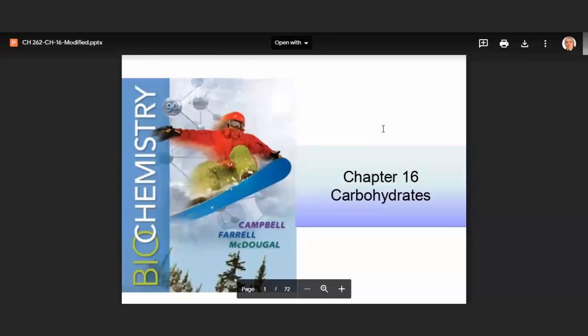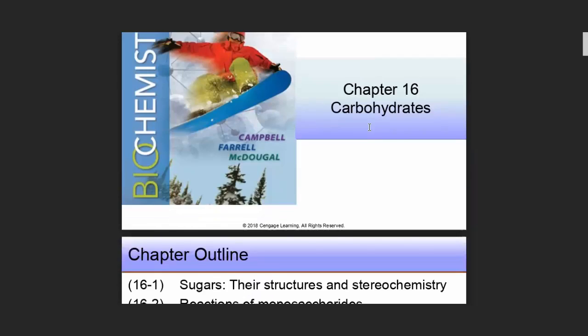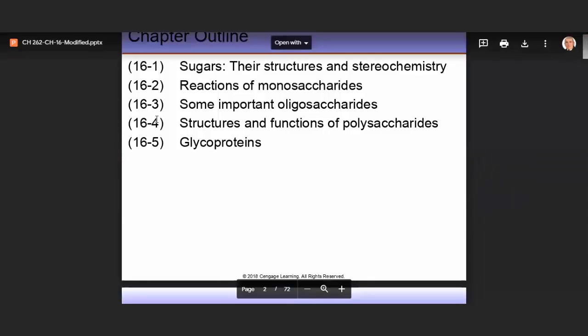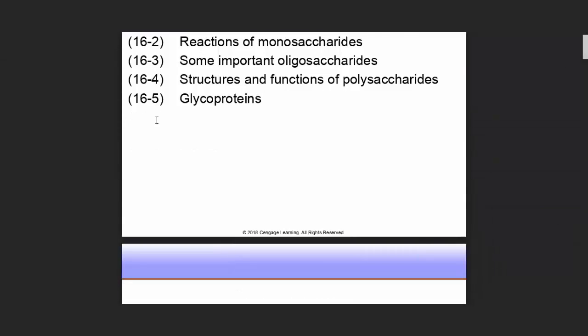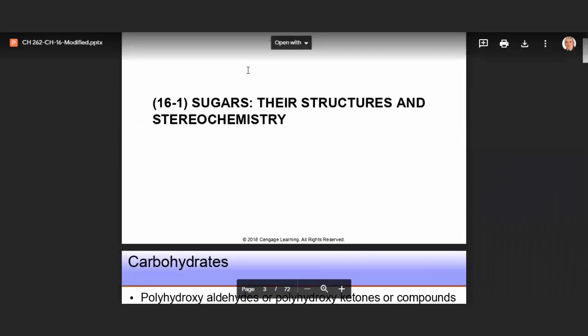Okay, Assalamu alaikum. Today we want to talk about chapter 16, carbohydrates. We will cover some of these sections in this lecture and in coming lectures. The first section is sugars, their structures and stereochemistry.